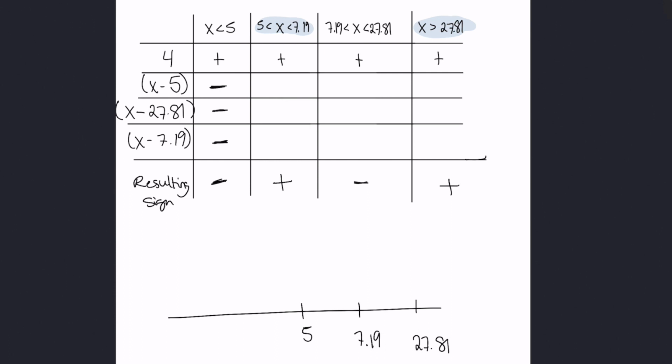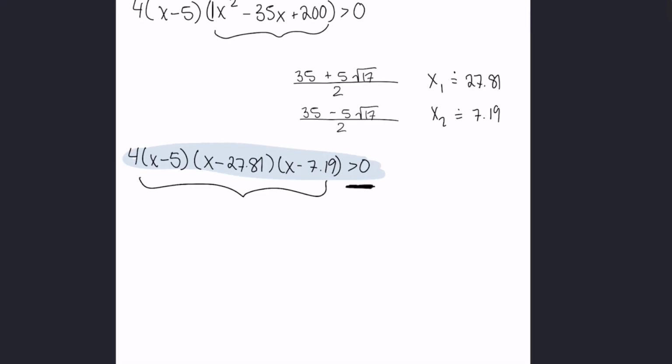That's important here. These two things are not occurring at the same time, because x can either be between 5 and 7.19 to produce this positive value, or it can be greater than 27.81. You can only plug in one x value at a time to produce a volume that is greater than 4,000 centimeters cubed.